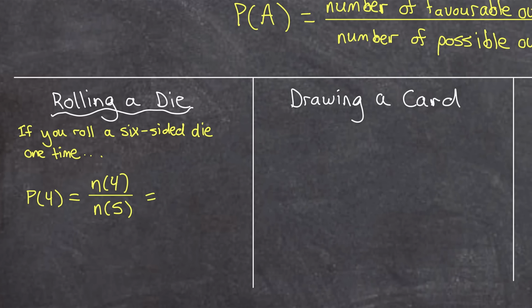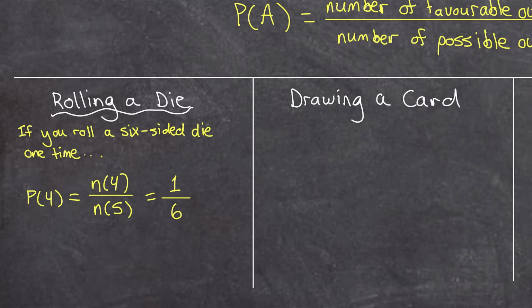Well, on the 6-sided die, there is only one side that has a 4 on it. So there's one way we can roll a 4, and there are 6 different outcomes when we roll the die, so the total number of elements in the sample space is 6. So the theoretical probability of rolling a 4 is 1 out of 6.